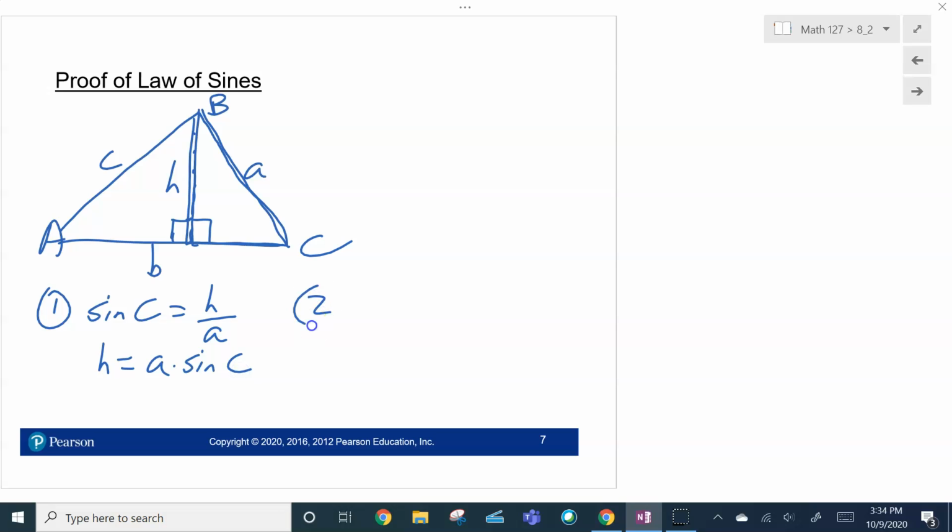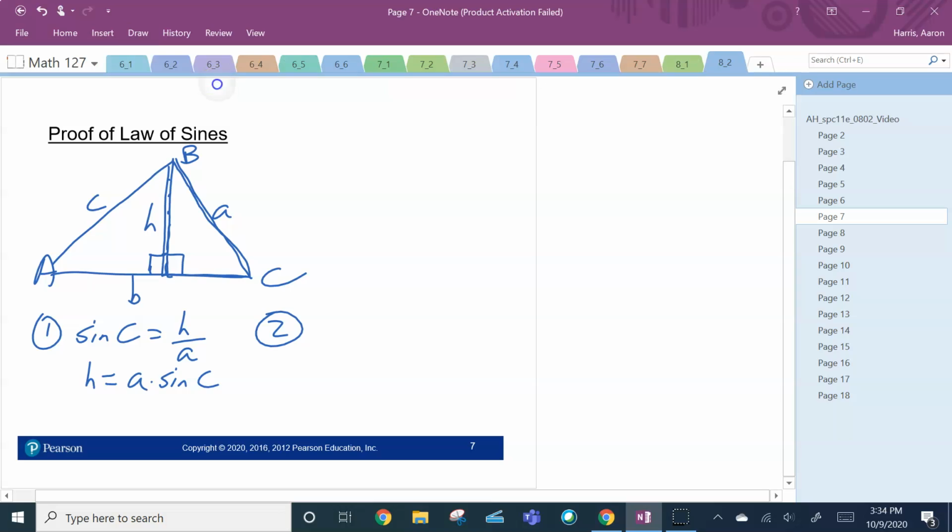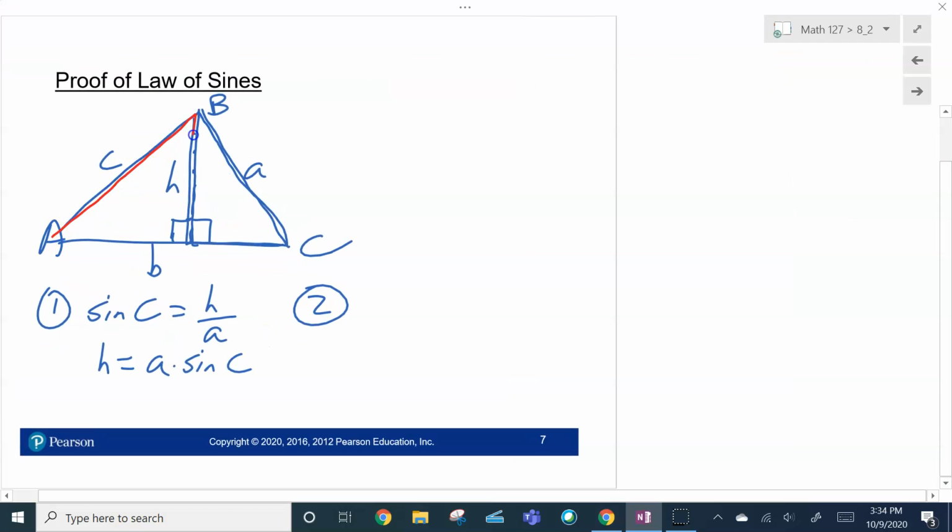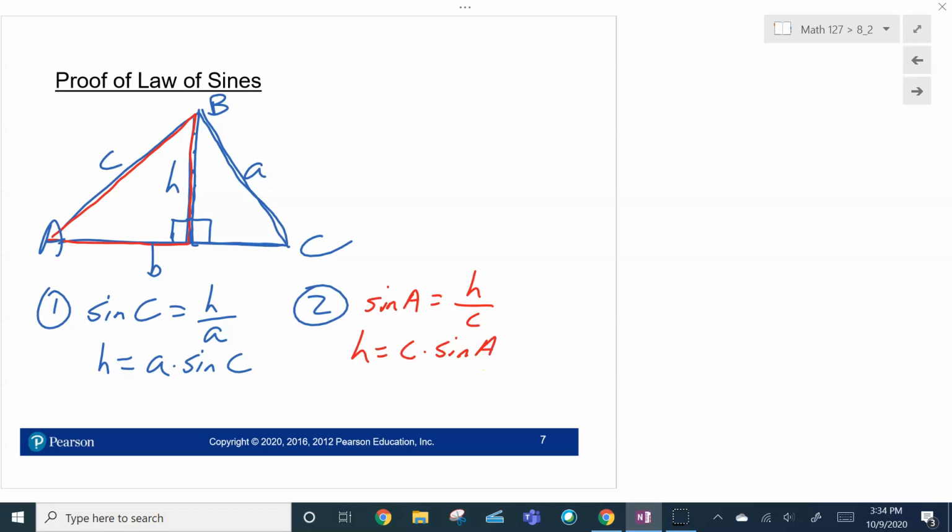And I also know, if I look at this right triangle over here, the sine of A is the opposite side h over the hypotenuse c. Solve for h, so multiply both sides by c, so I get c times the sine of A. Now these heights are the same, right? This is the same h here. So if h equals h, by substitution, a sine C equals c times the sine A.